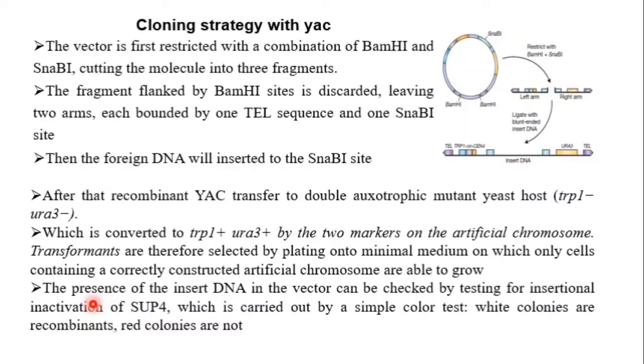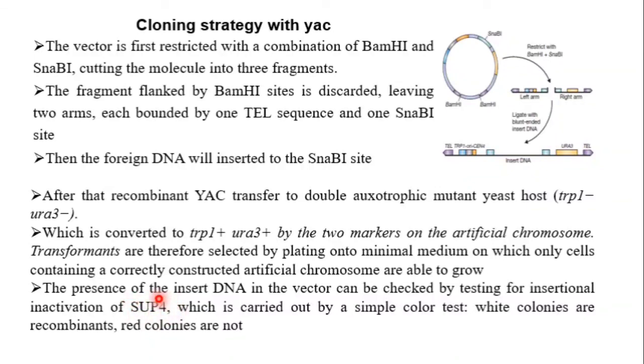That's why, if foreign DNA is inserted into SUP4, that colony will be white, colorless, like blue white screening. If foreign DNA is inserted into SUP4, it will only produce colorless colonies. If the colony is pigmented, that indicates the foreign DNA is not inserted.